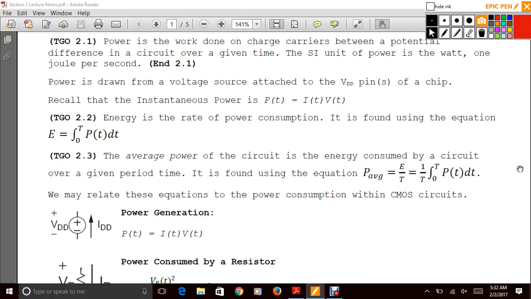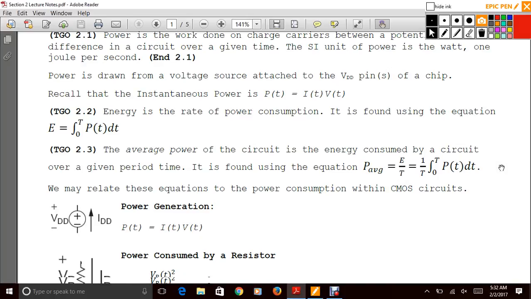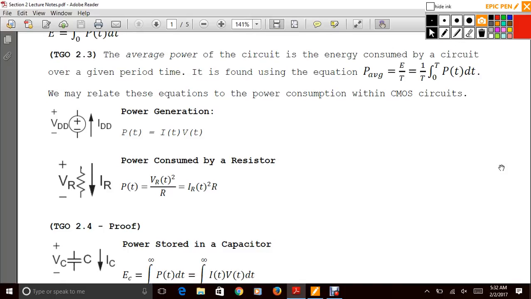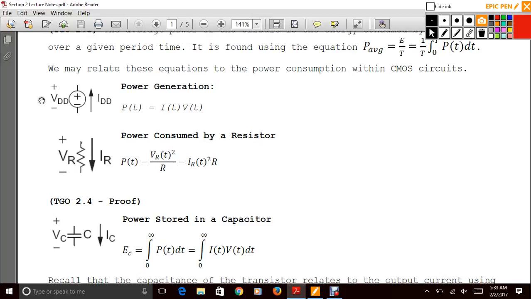So now we're trying to actually relate these to how this works in a circuit. So remember, in a voltage source, you have your current running through, so P equals i of t, v of t. And then you have a resistor, so you have the voltage across the resistor at any given moment, squared over T, which is equal to I squared R.